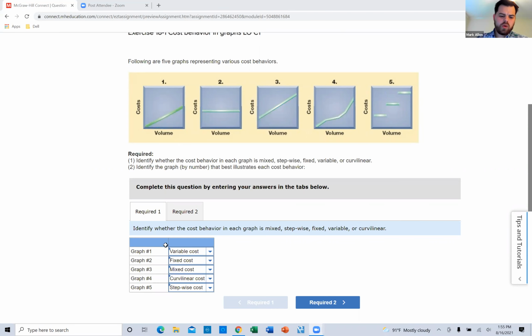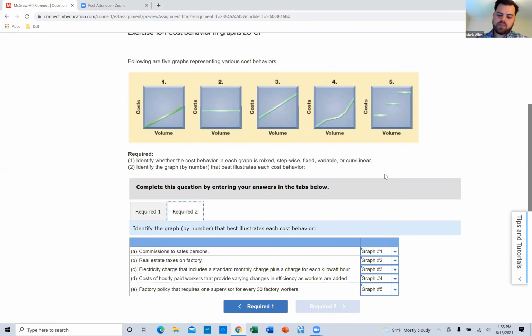Very good. So with that, we can go look at some actual examples and see what we're dealing with. So number 1, commissions to salespeople. That is, of course, a variable cost. That's graph number 1. Real estate taxes on the factory. Similar to rent on the factory, no one cares, right? Whether you're using the factory or not, if you own the factory, you pay the property taxes and they are the same. So number 2 is a fixed cost, and that is representative here in letter B.